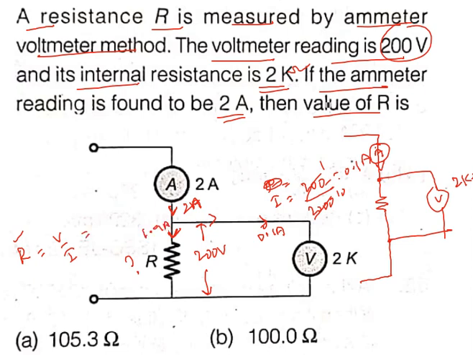Therefore we can easily calculate the resistance. R equals V by I, that is 200 by 1.9 amps. Multiply 10 on both sides, then you get 2000 by 19. Simplify this and you will get the required answer. 19 times 100 is 1900 and 19 times 5 is 95. So you get 1995. So 105 is near to this. 105.3 is the correct answer.